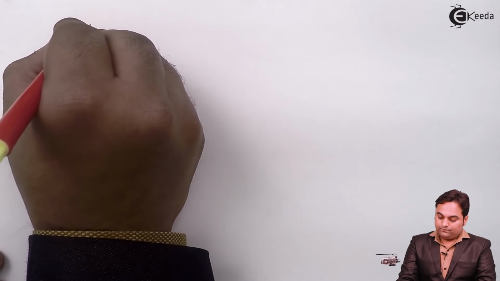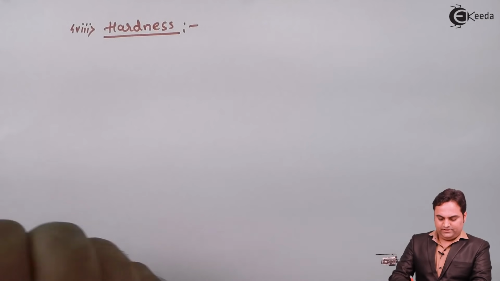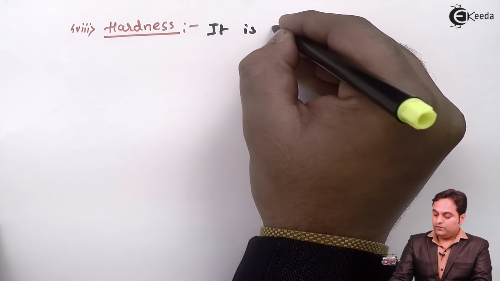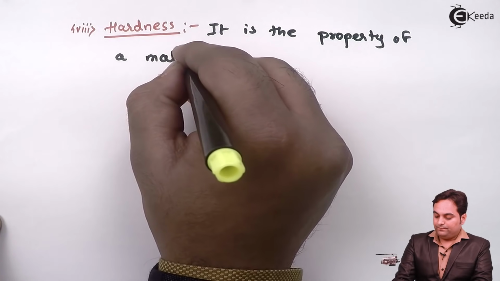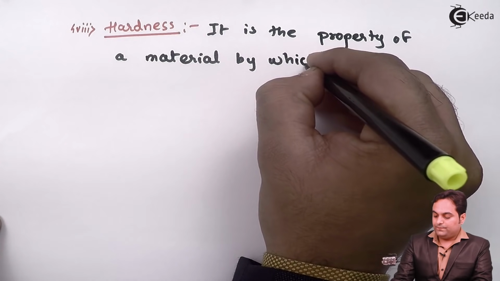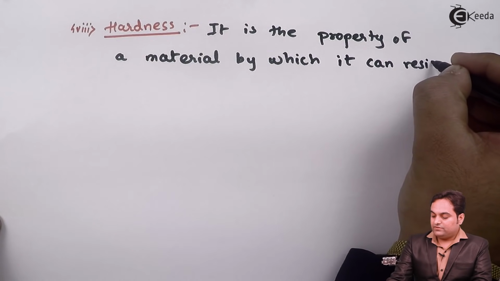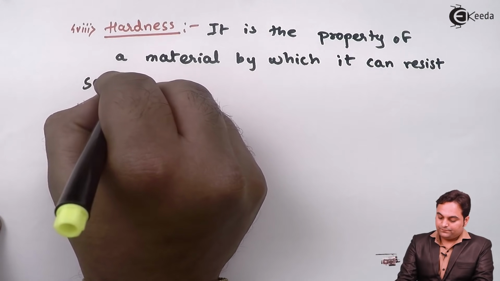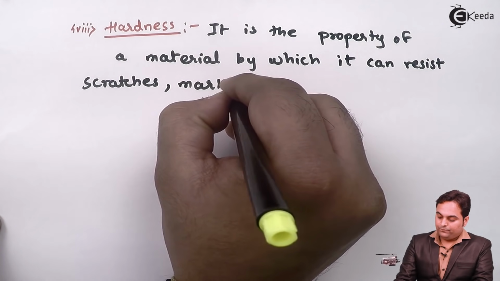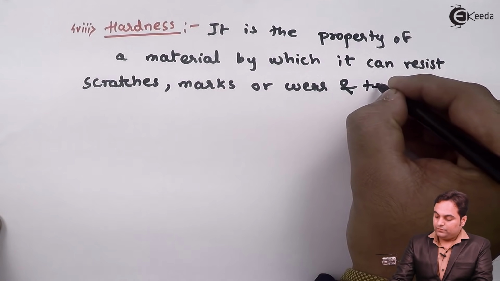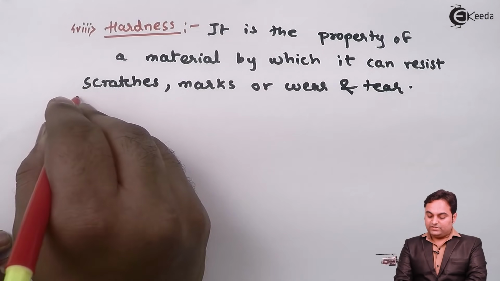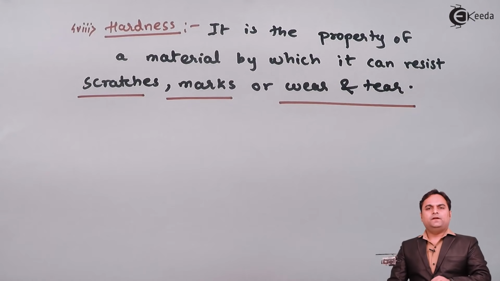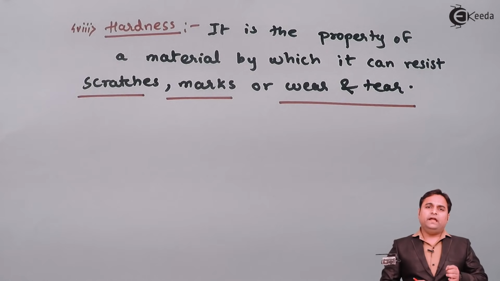Next we have the property which is called as hardness. Hardness is the opposite of toughness. Here I'll mention it is the property of a material by which it can resist scratches, marks, or wear and tear. So this is regarding hardness, that it is the property by which material is able to resist scratches, marks or wear and tear. See, we decide the hardness depending on the ability of the material.